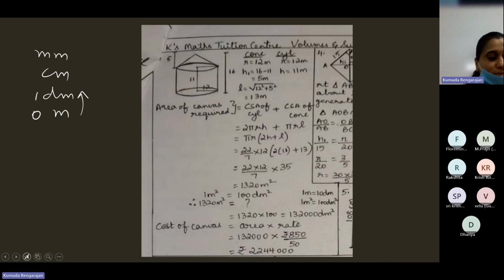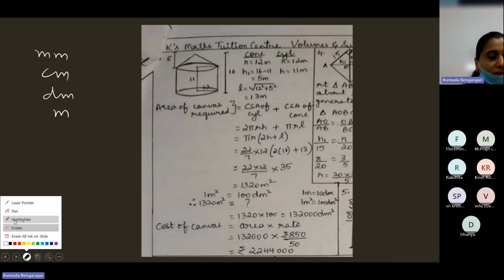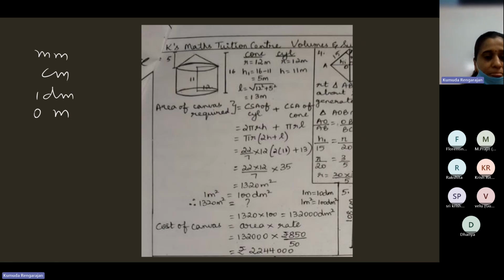Okay, let's make it very simple. We are converting upwards, meter to decimeter, so we'll have to multiply by 10. Meter to decimeter, we multiply by 10. Meter square to decimeter square, we do that 2 times, so that is into 10 into 10.